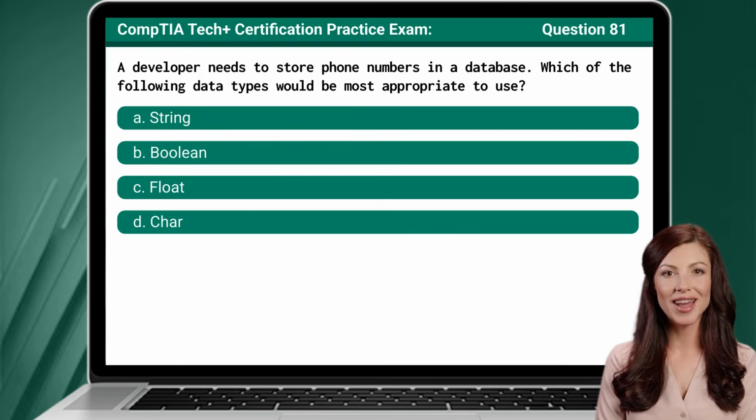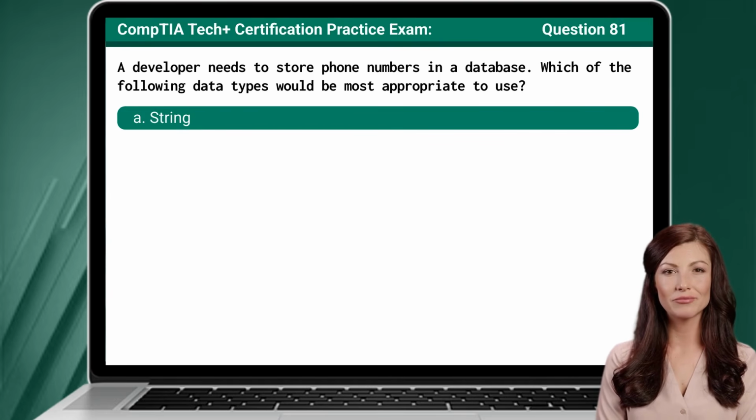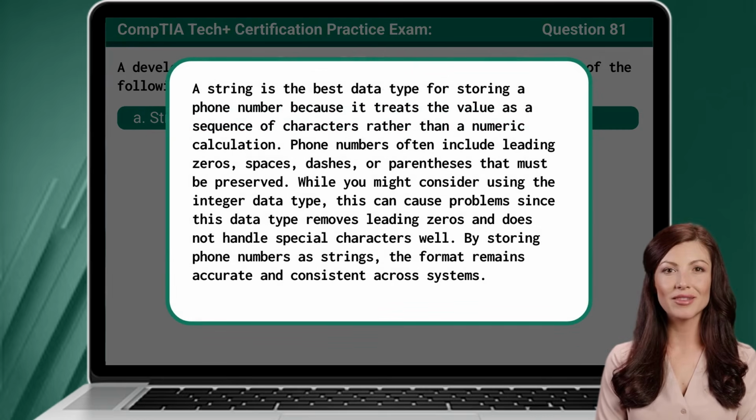The answer is A. String. A string is the best data type for storing a phone number because it treats the value as a sequence of characters rather than a numeric calculation. Phone numbers often include leading zeros, spaces, dashes, or parentheses that must be preserved. While you might consider using the integer data type, this can cause problems since this data type removes leading zeros and does not handle special characters well. By storing phone numbers as strings, the format remains accurate and consistent across systems.